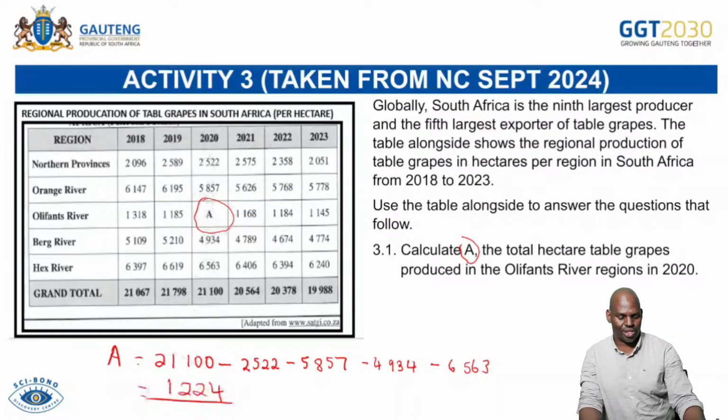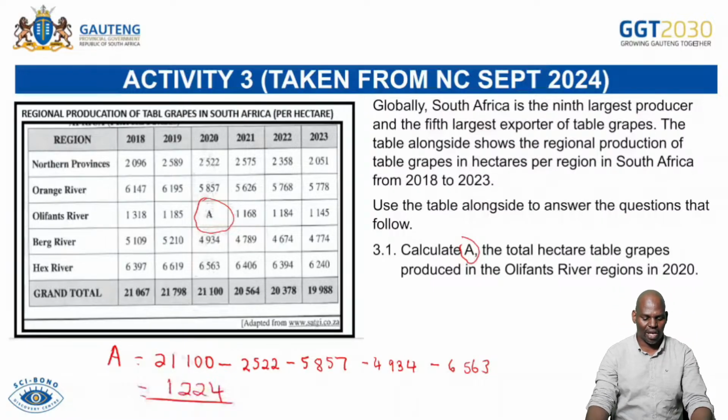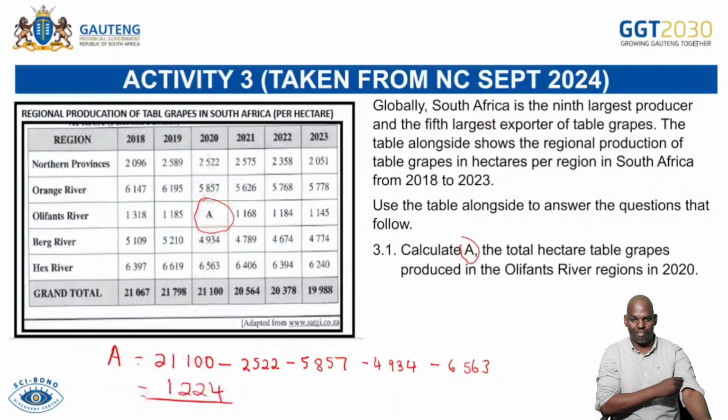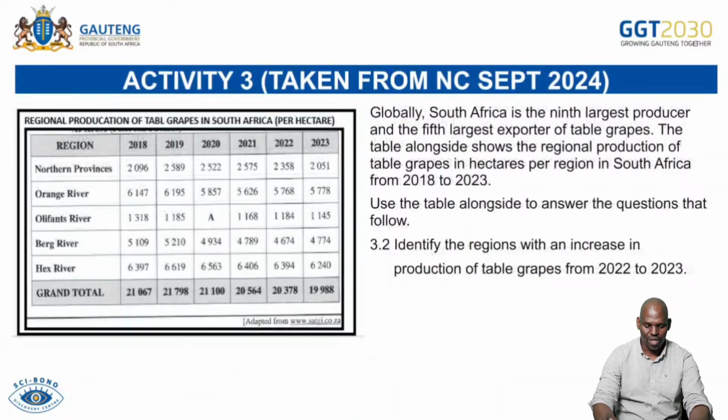However way that you can do it, some learners might start by adding the given values, and then after adding, they take 21,100 and they subtract the added values. Doesn't matter how you get to the answer, but what matters is as long as the answer is correct at the end of the day.